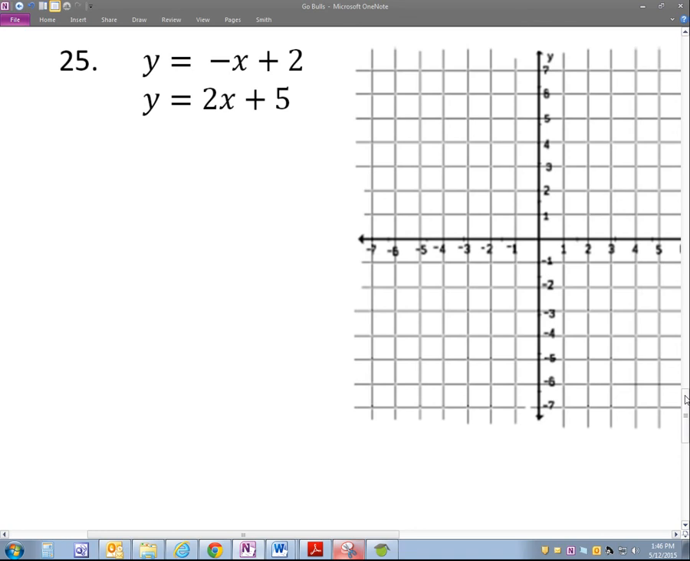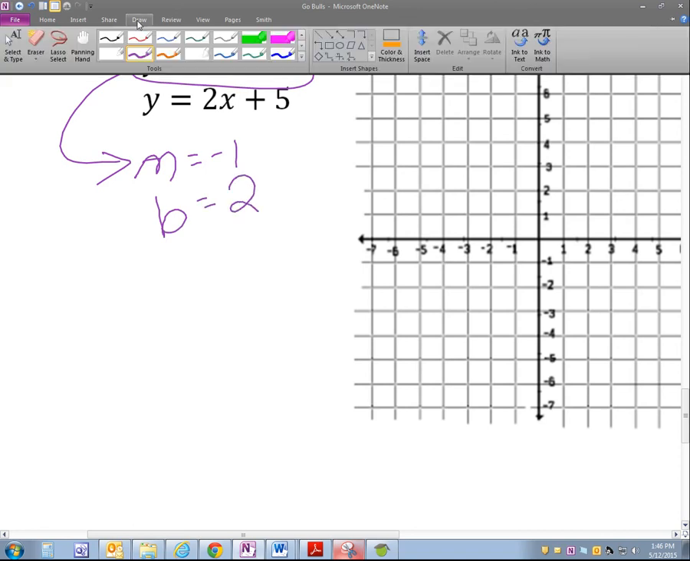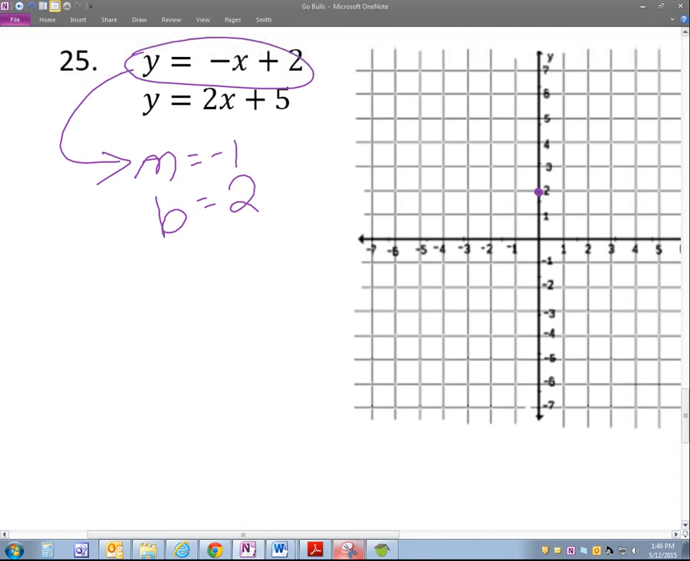This is graph the sketch of each of the 2 systems of equations. I skipped down to number 25. So for this one, my slope is negative 1. My b is 2. So here's my y-intercept. My slope is negative 1. All right.